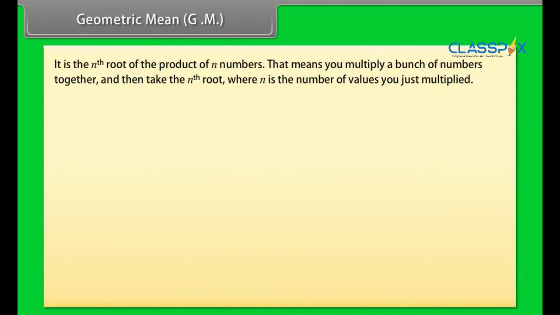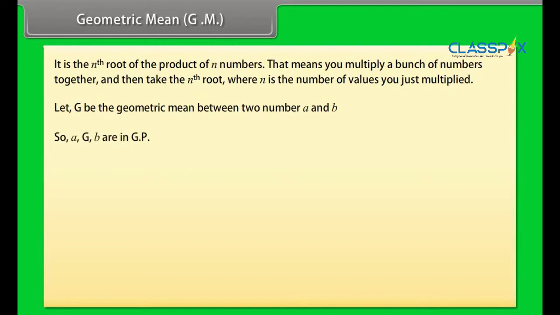Geometric mean, GM. It is the nth root of the product of n numbers. That means you multiply a bunch of numbers together and then take the nth root, where n is the number of values you just multiplied. Let G be the geometric mean between two numbers a and b. So a, G, b are in GP. G by a is equal to b by G, or G square is equal to a into b. Therefore, G is equal to square root of a into b.